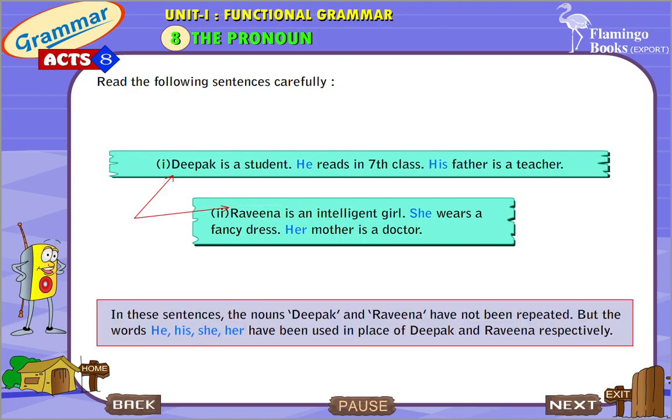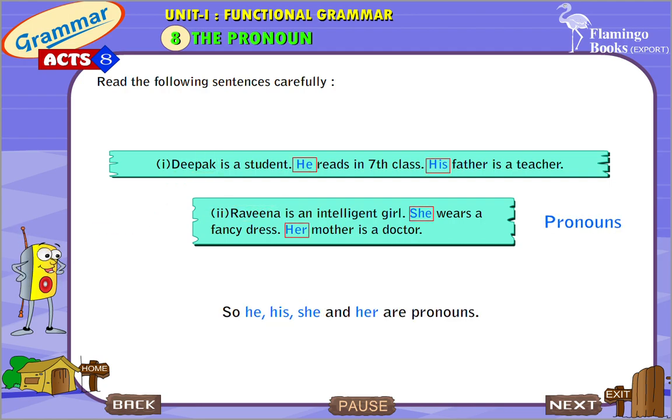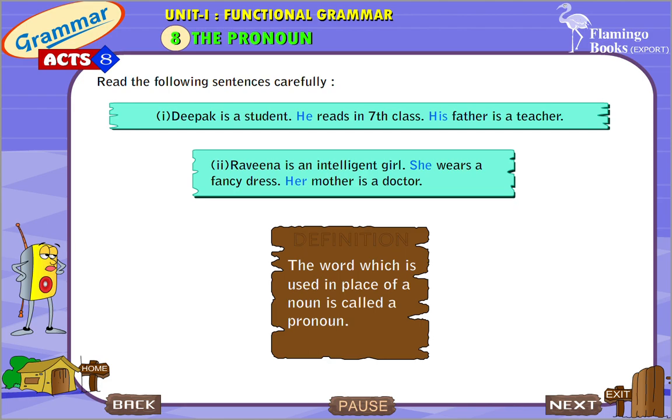In these sentences, the nouns Deepak and Ravina have not been repeated, but the words he, his, she, her have been used in place of Deepak and Ravina respectively. So, he, his, she and her are pronouns. The word which is used in place of a noun is called a pronoun.